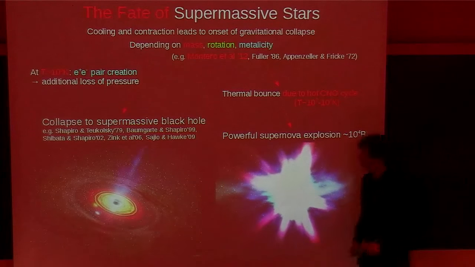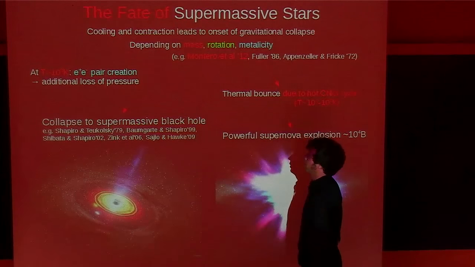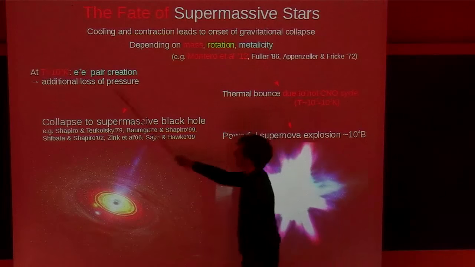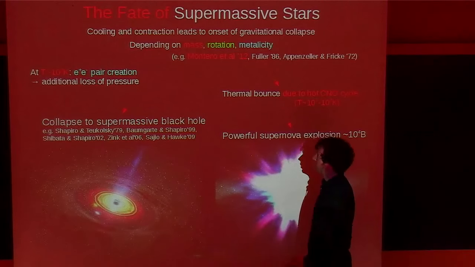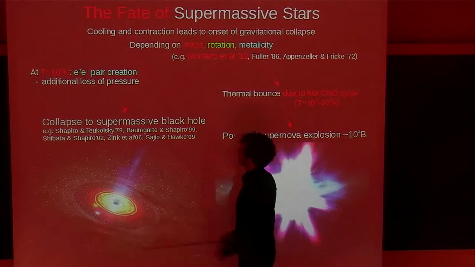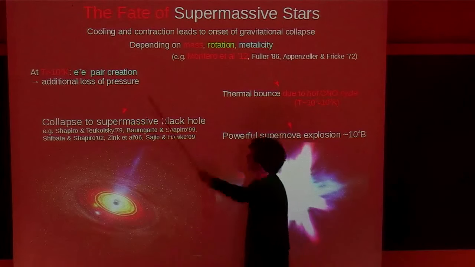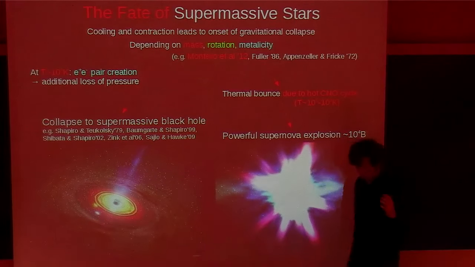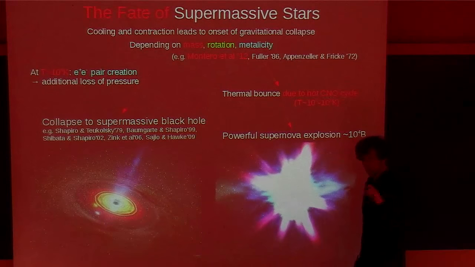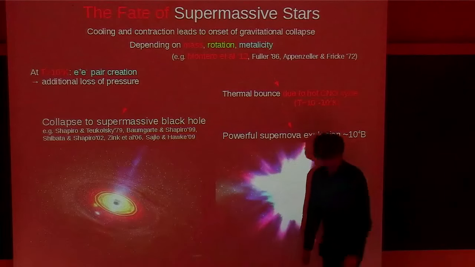So another important aspect is that once you reach temperatures above 10 to the 9 Kelvin, it becomes pretty likely that electron-positron pairs are created that causes an additional loss of pressure and even accelerates the collapse. And this process becomes important for us later, because effectively it means that the adiabatic index gamma, which we assume to be 4/3 for a radiation pressure-dominated fluid body, is effectively lowered below 4/3.